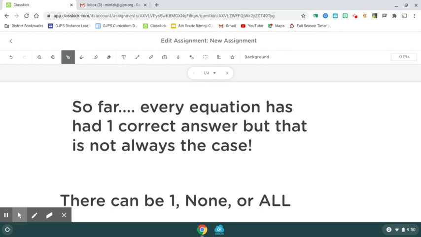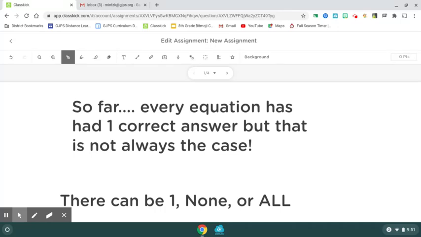So far, you guys have worked through levels 1 through 7. This is the beginning of level 8. And so far, every equation that you guys have encountered has had one correct answer. But that is not always the case.